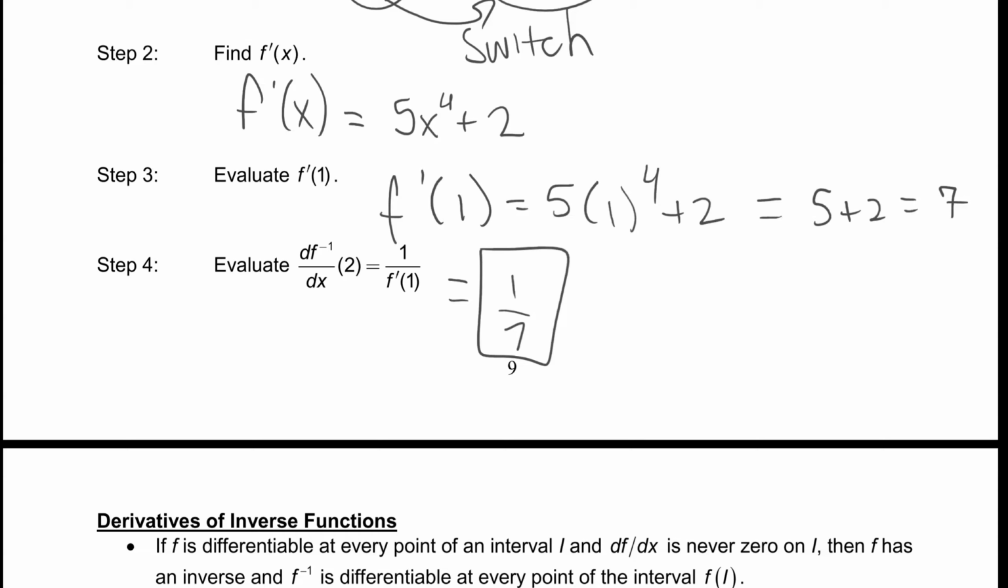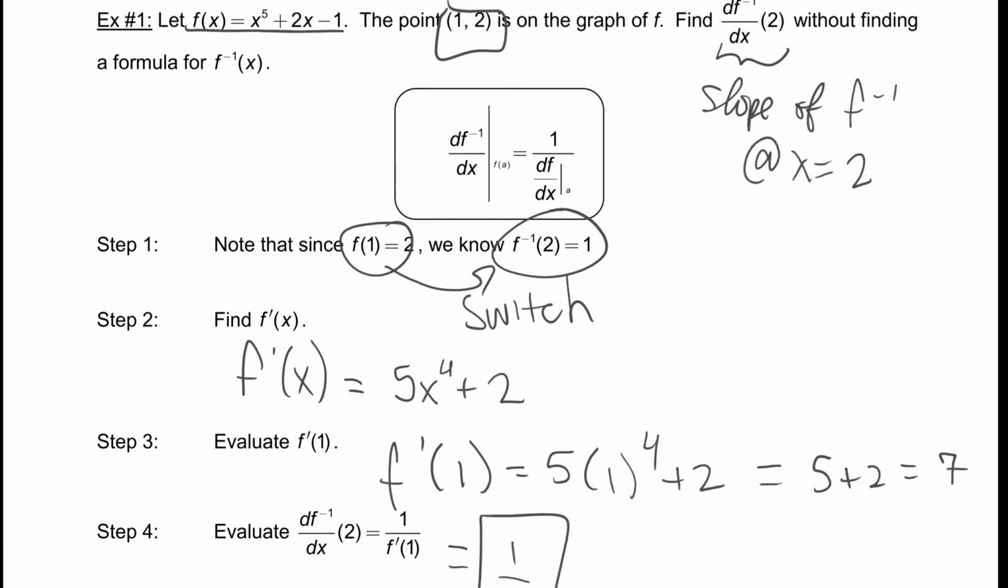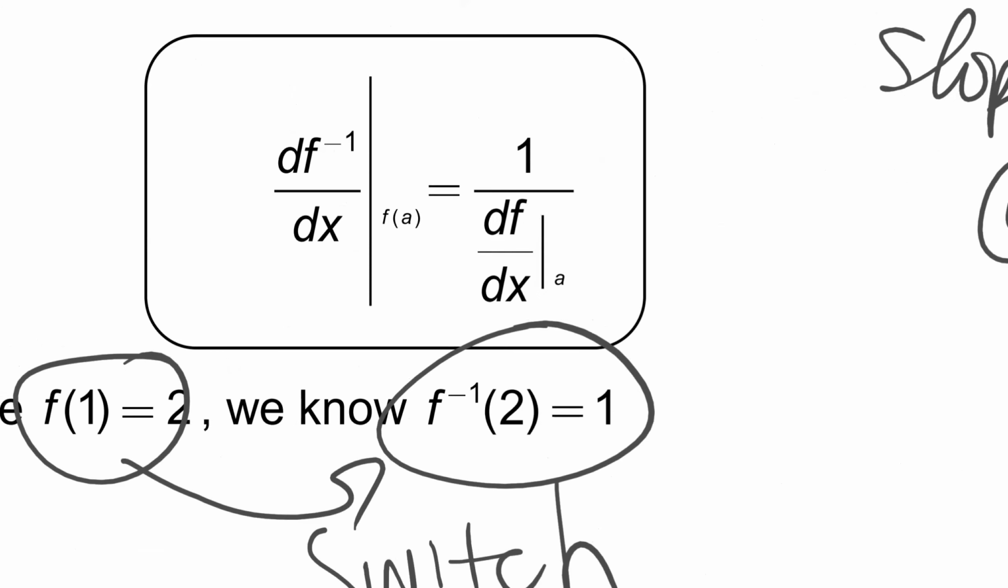1/7. Okay. Wait, but what is the formula for df inverse? Yeah, okay. So let me point out right here. Let me break this down. So df inverse dx at f of a. So this is going to be my y value. And then this a right here is the x value of the original function.